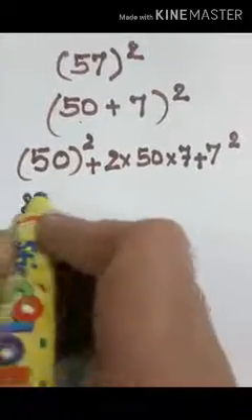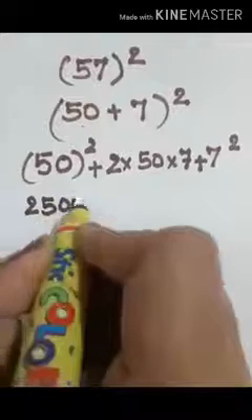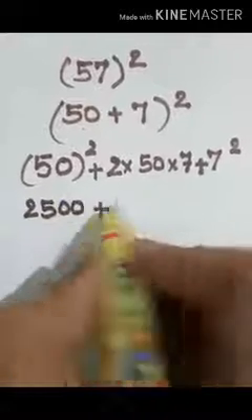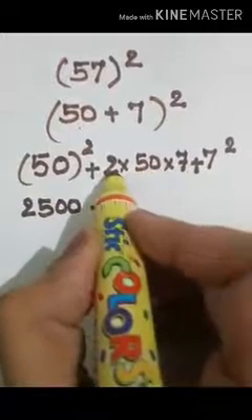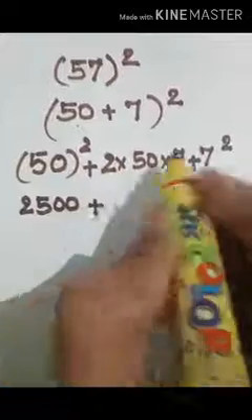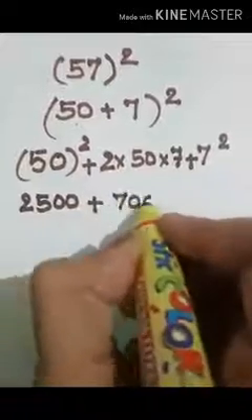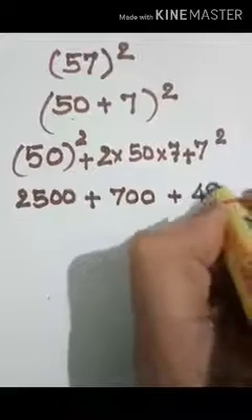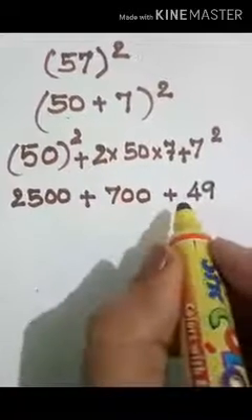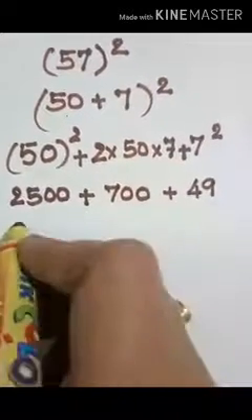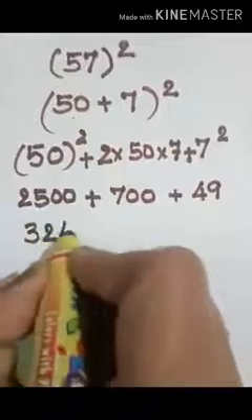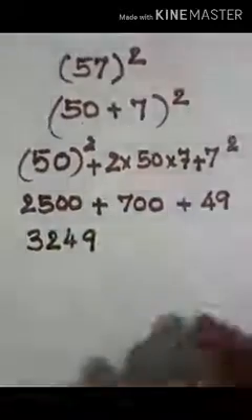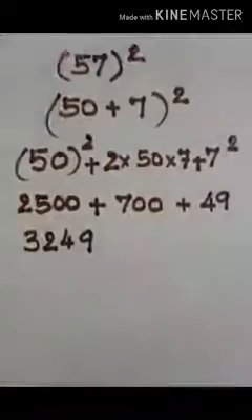Okay, so now I'll find this value. 5 5s are 25, so 50 square is 2500. Multiply this. 5 2s are 10, this 50 2s are 100, into 7 gives you 700, and 7 square is 49. Now add all the 3, and what do you get? 3249. So that's the square of 57.